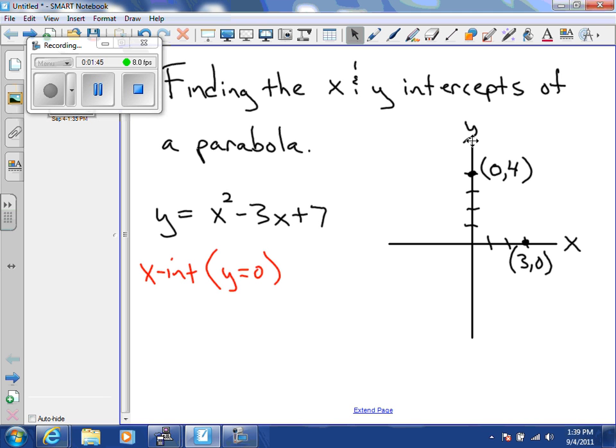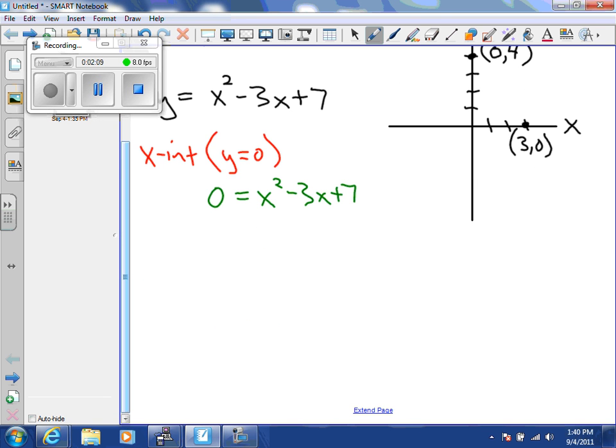So I make y equal to 0 and I solve. A lot of times the function can factor. But x squared minus 3x plus 7, you can sit here and try that all day long. It does not factor. I did that on purpose so that you can see a way of doing this that will always work, the quadratic formula.